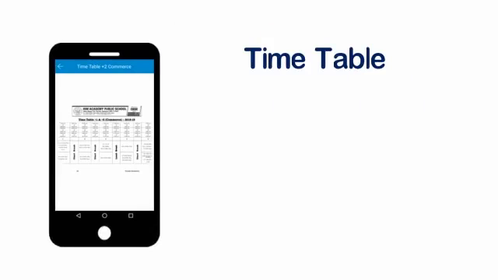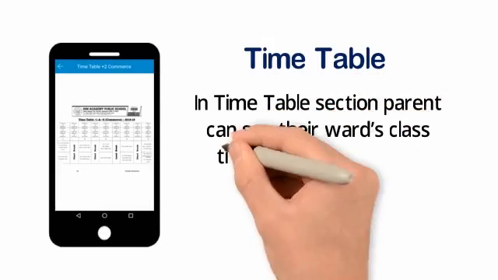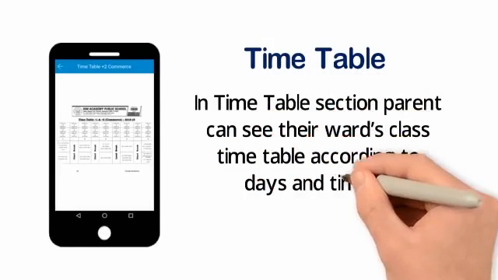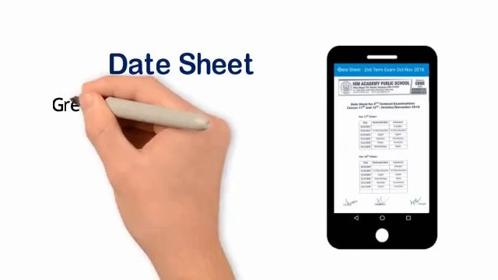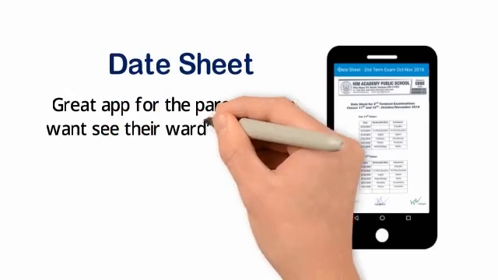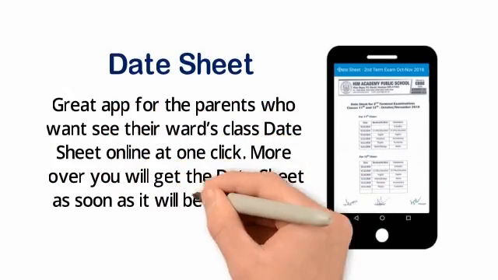In the timetable section, parents can see their ward's class timetable according to the days or timings. Date sheet. Great app for the parents who want to see their ward's class date sheet online at one click. Moreover, you will get the date sheet as soon as it is announced.